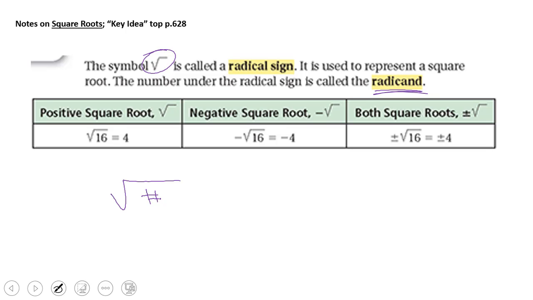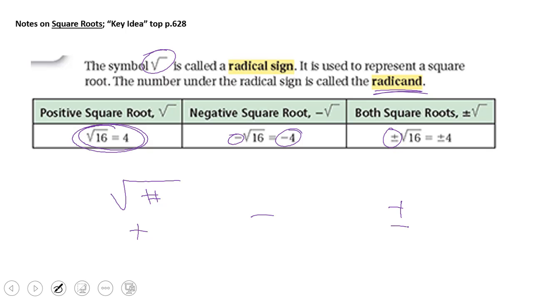Now, if there is no symbol on the outside, like right here in the first example of their square root chart, that means you want the positive answer of that number. If there's a negative sign out in front, that means you want the negative square root of that number. And then, of course, if there's the positive and negative, then you want both the positive and negative answer.